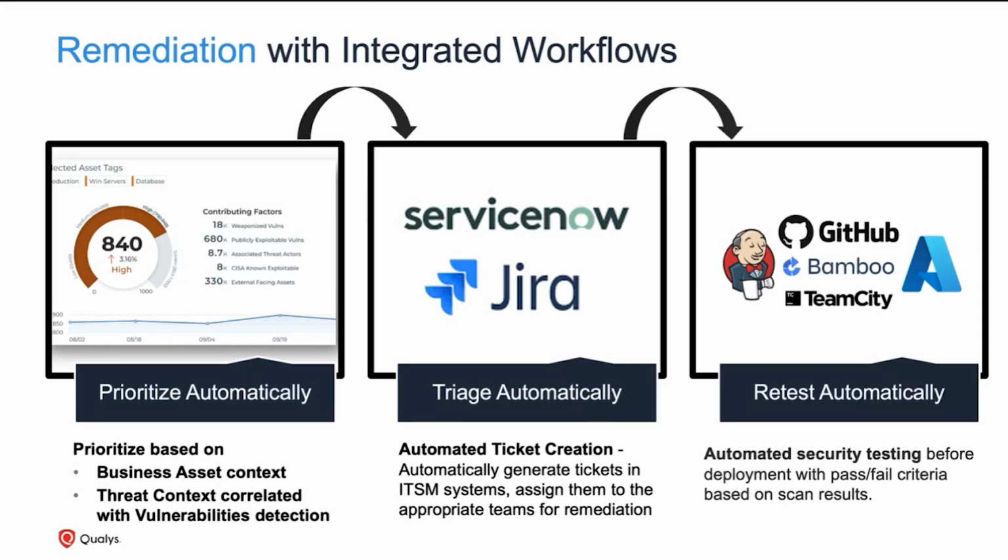For triaging issues, there are integrations available with ServiceNow and Jira. And to be able to retest things in your CI/CD pipeline, there are ready-made integrations available for Jenkins, Azure DevOps, GitHub, TeamCity. And in fact, with the APIs that you provide, you can integrate Total AppSec results in any tool of your choice.